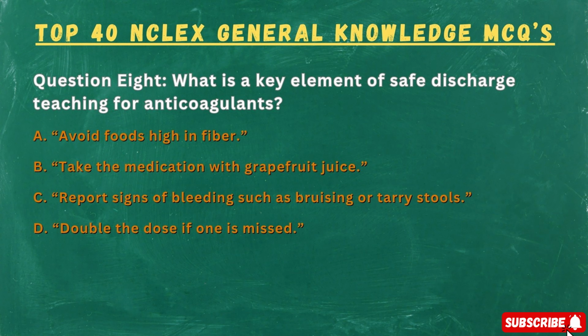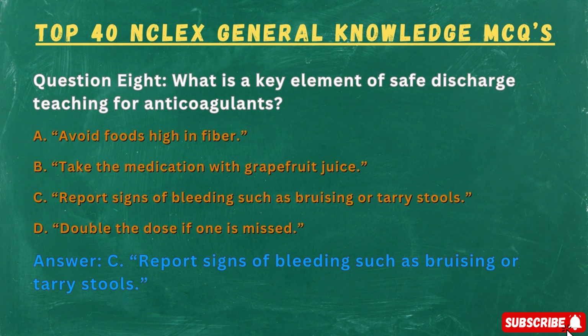Question 8. What is a key element of safe discharge teaching for anticoagulants? A. Avoid foods high in fiber. B. Take the medication with grapefruit juice. C. Report signs of bleeding such as bruising or tarry stools. D. Double the dose if one is missed. Answer. C. Report signs of bleeding such as bruising or tarry stools.